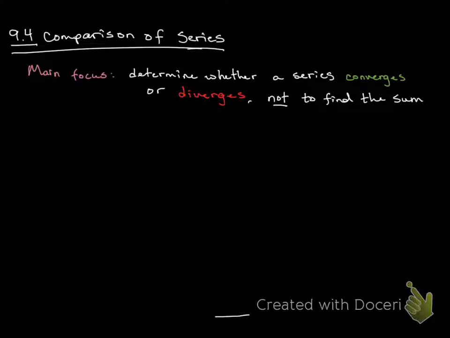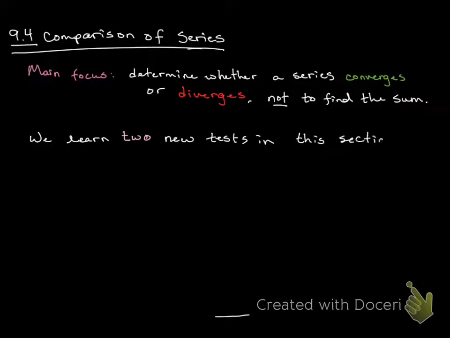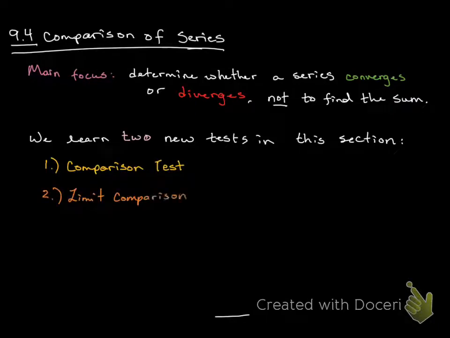That's going to continue as we go forward. In this section, we're not going to be able to find the actual sum, just whether a series converges or not. And the idea for this section is, of course, a comparison. We learned two new tests: the first is the comparison test, or the direct comparison test, and the second is the limit comparison test. These two are similar. I think of the limit comparison test as a fallback, something we can do when the comparison test doesn't work so well, or is difficult.